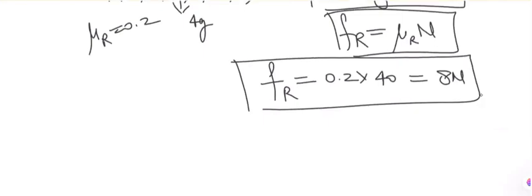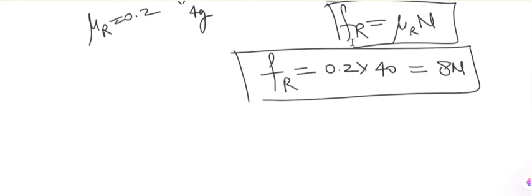Any doubts? So they are giving the mu_r, the number, in the question. Yeah, I'm explaining that. Don't worry. Now, this is all about kinetic friction. Are you facing any difficulty? Shall I give you one more question for this?